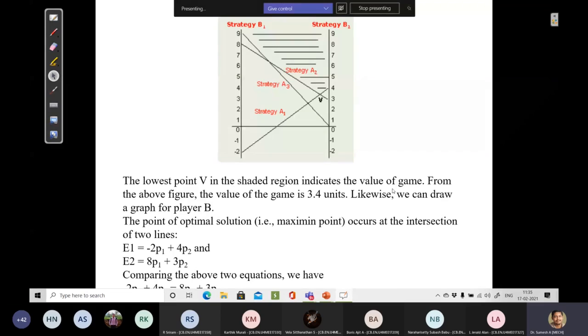From the above figure, the value of the game is found. Likewise we can draw a graph for player B also. If you are plotting for player B, it should be the vice versa situation. We are talking about player A, so strategy of A1, strategy of A2, that's the way we are taking. That's why we are taking the lowest point with respect to player A. With respect to player B, we draw the lines for strategy B only and take the common point, which is the minimum in the condition.